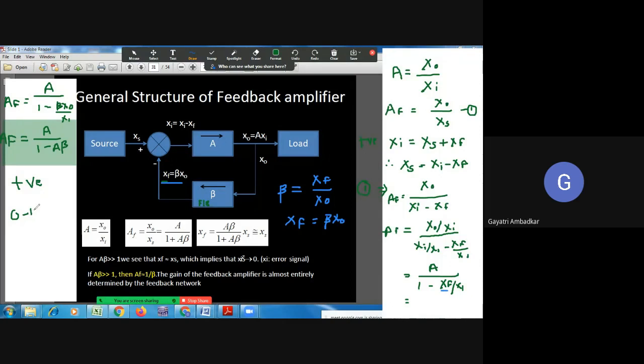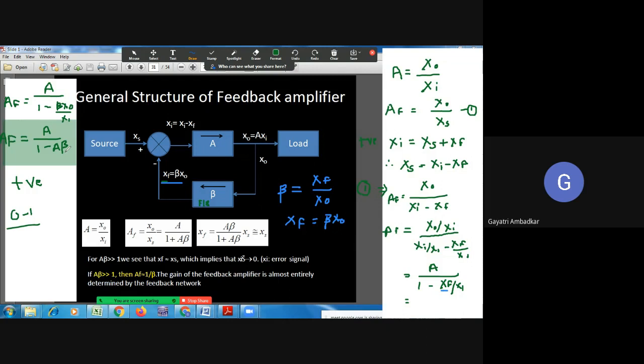Beta is the feedback gain, the ratio of the feedback signal upon the output of the amplifier, which is nothing but the output of the feedback network. At the max you can take the complete output of the feedback network and apply it to the input, so this ratio can maximum become 1. So beta lies between 0 to 1. So if you see, the denominator is 1 minus A beta, for a positive feedback amplifier. Beta lies between 0 to 1.